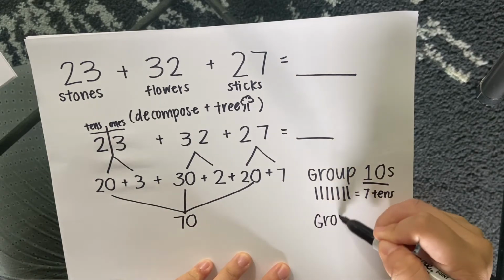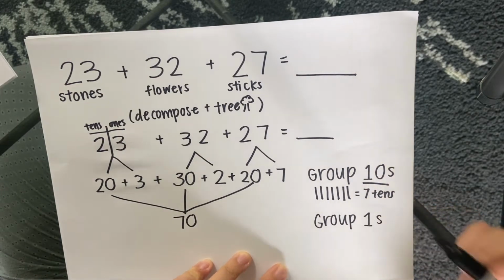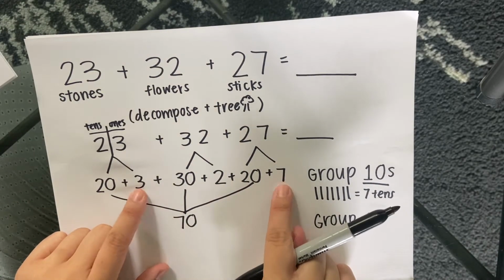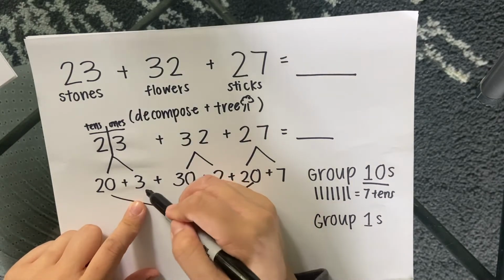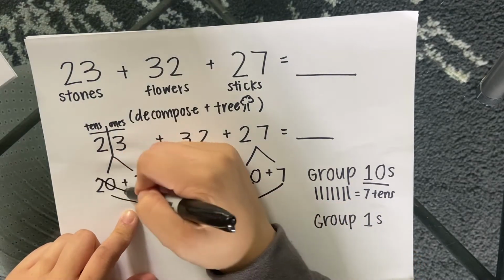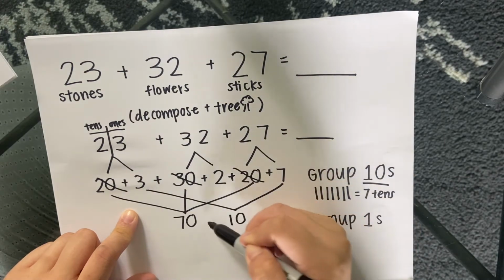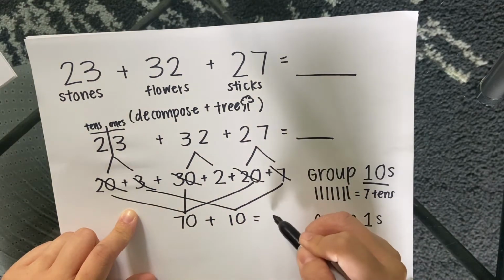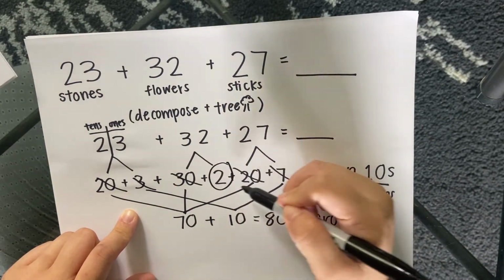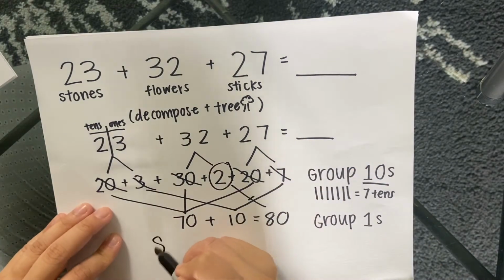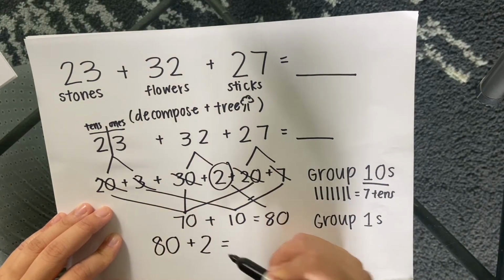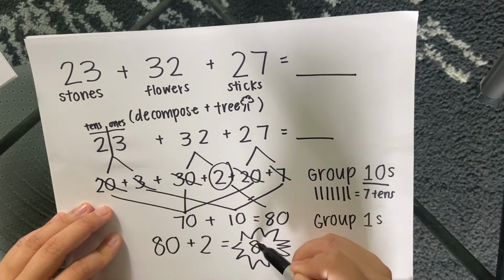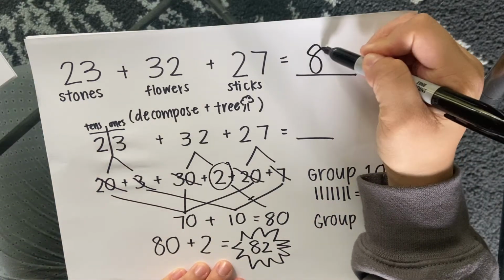And now I need to go and group the ones together. The ones there is, oh, I notice it's 3, 2, and 7, but I notice that 3 and 7 are actually partners of 10. Remember, because we know 3 plus 7 is 10, so we're going to do that. 70 plus 10 is 10 more. That is 80. So now we're going to add 80 plus the remaining 2. 80 plus 2 is, surprise, surprise, 82. Great.